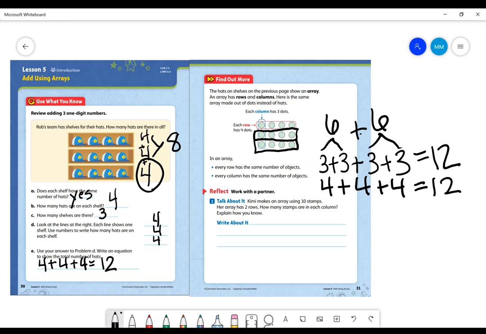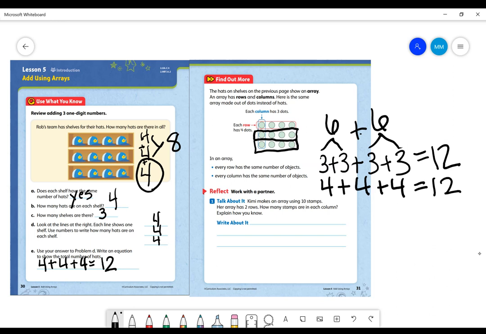picture. Now, we could have had four groups, 4 columns of 3, or 3 rows of 4. All right, so this is just a fancy way of saying that we can draw pictures to show repeated addition.